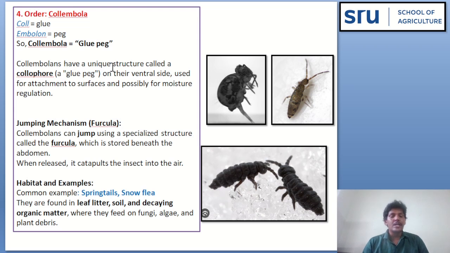They also possess a furcula. This furcula helps this insect jump into the air. That's why the examples are the springtail and snow flea. They are found in leaf litter, soil and decaying organic matter where they feed on fungi, algae and plant debris.